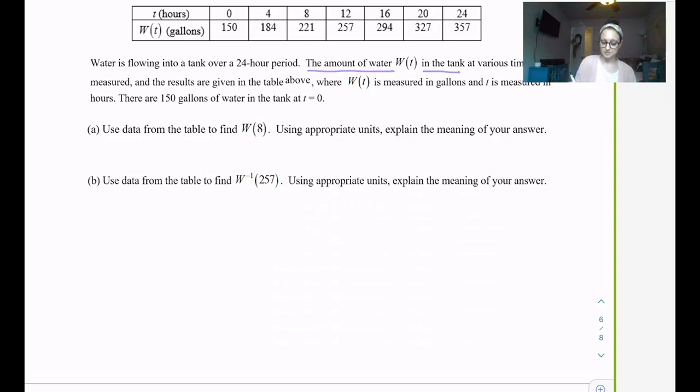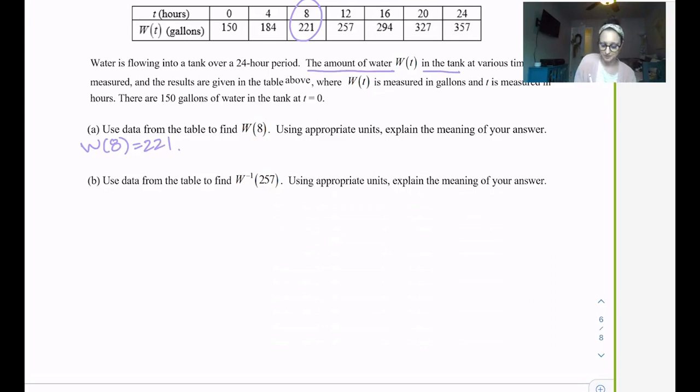We want to find W of 8. So I'm going to circle that. So W of 8 is what? 221. You don't need to recopy all of statement A. Just put W of 8 is 221. Then it says using appropriate units, let's explain.